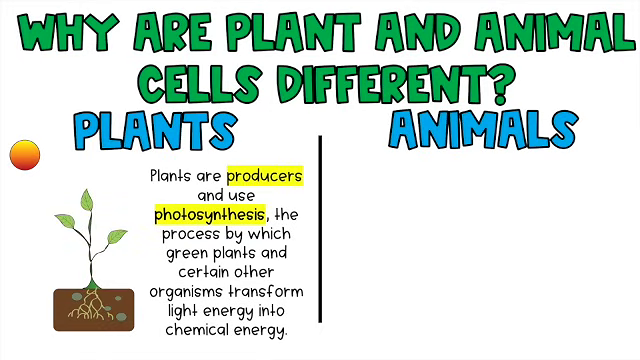Plants are producers, and this is really important. You've probably already covered this before: producers, consumers, and decomposers. We're talking about the way that an organism obtains or gets their food. Plants are producers, meaning they produce their own food, and they use photosynthesis. Photosynthesis is the process by which green plants and certain other organisms can transform light energy into chemical energy, light energy being that of the sun's energy.